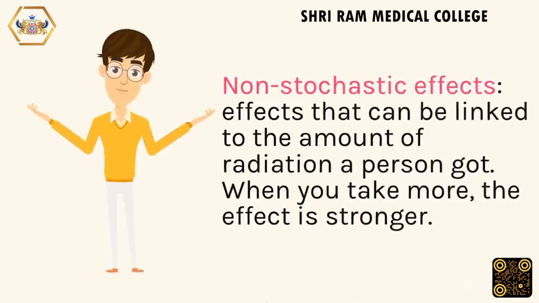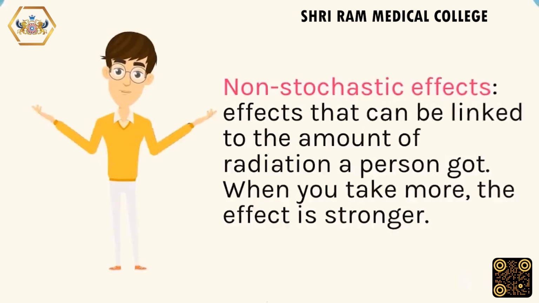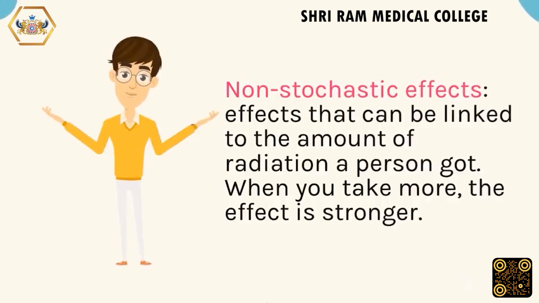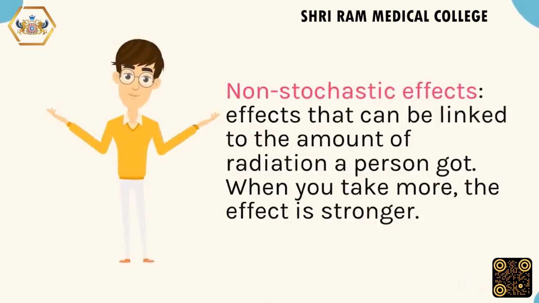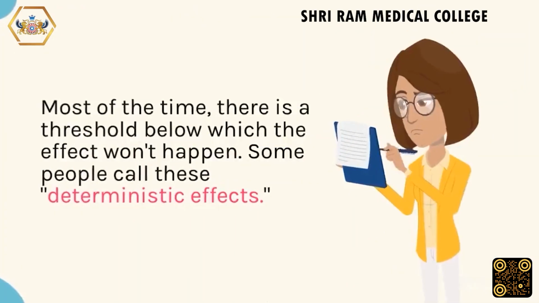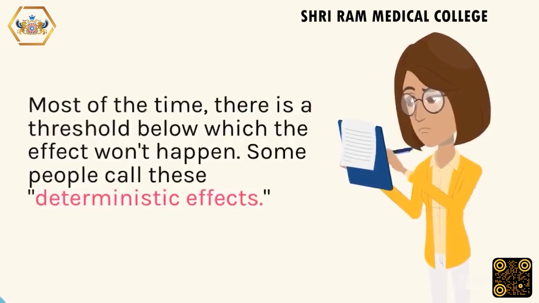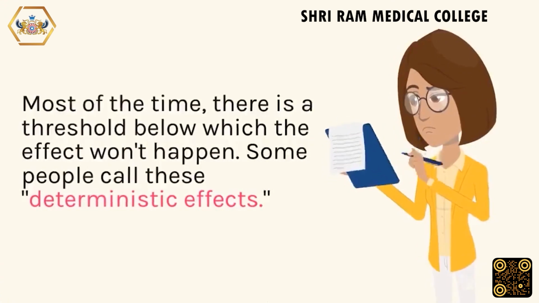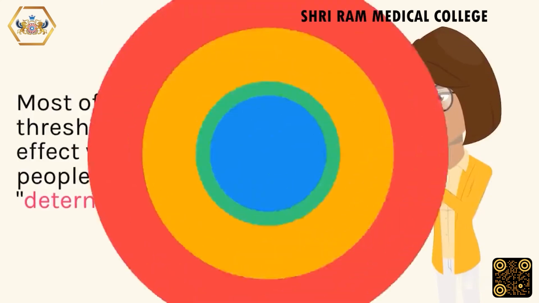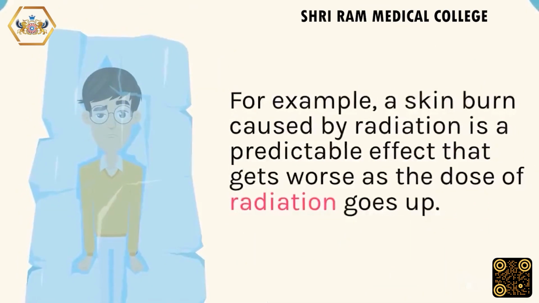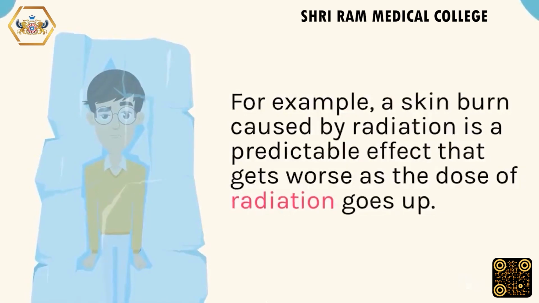Non-stochastic effects, effects that can be linked to the amount of radiation a person got. When you take more, the effect is stronger. Most of the time, there is a threshold below which the effect won't happen. Some people call these deterministic effects. For example, a skin burn caused by radiation is a predictable effect that gets worse as the dose of radiation goes up.